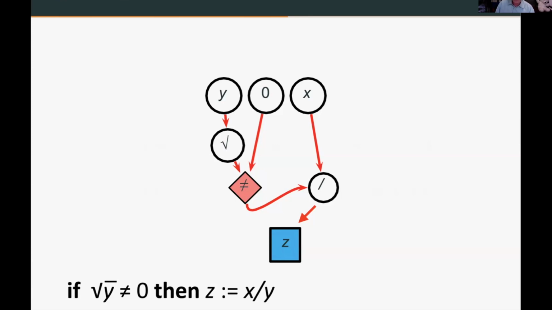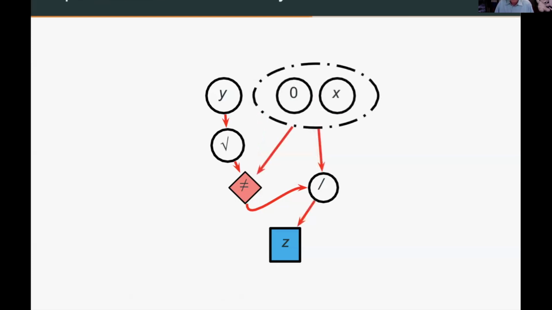Then that means you have to read x before you divide. You have to read y before you take the square root. You have to have the value of 0 in hand and the value of the square root in hand before you compare them. And you need the outcome of the comparison before the division. And the division has to take place before the assignment to z. Okay, and if you want things to happen simultaneously, then you can sort of put them in a circle like that.